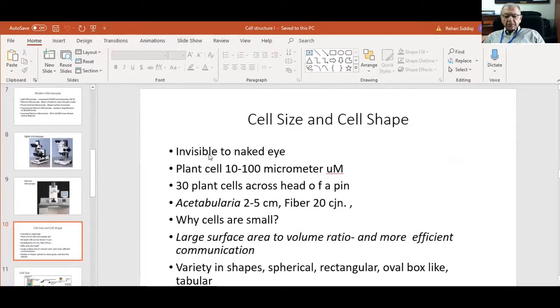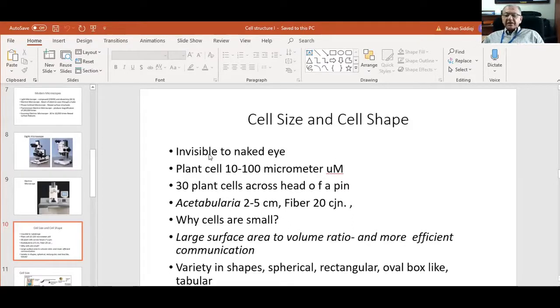They are microscopic. Almost all the cells are microscopic. And here, to give you an idea about the size of cells, it says that 30 plant cells will fit across the head of a pin. And there are some cells which are big in size. Fiber cells are 20 centimeters. There is this alga Acetabularia, which is 2 to 5, but most of them are small, and you can see them only with the help of a microscope.